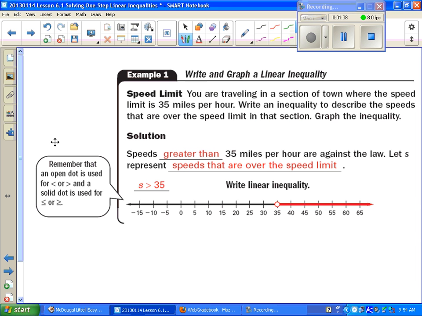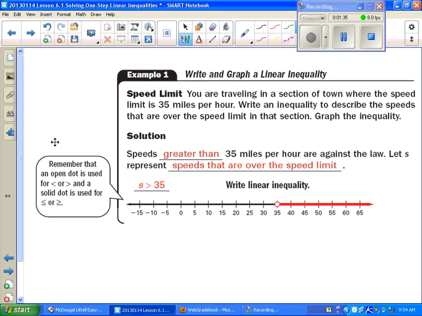Example number one is writing and graphing a linear inequality. The speed limit: you're traveling in a section of town where the speed limit is 35 miles per hour. Write an inequality to describe the speeds that are over the speed limit in that section, and then graph the inequality. Speeds greater than 35 miles an hour are against the law. So greater than would go in that first blank, because you can go 35 miles an hour and not get a ticket, but technically 36 miles an hour would get you a ticket.